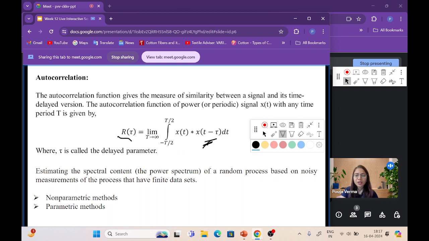Estimating the spectral content or power spectrum of a random process is based on a noisy measurement of the process that has a finite data set. The autocorrelation function can be measured by two different methods. The first one is a non-parametric method, and the other one is a parametric method. But mostly we will calculate from there.